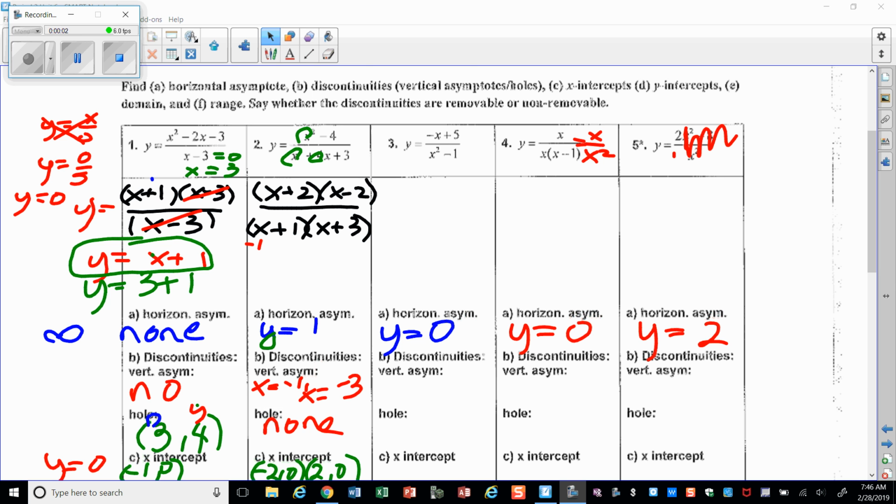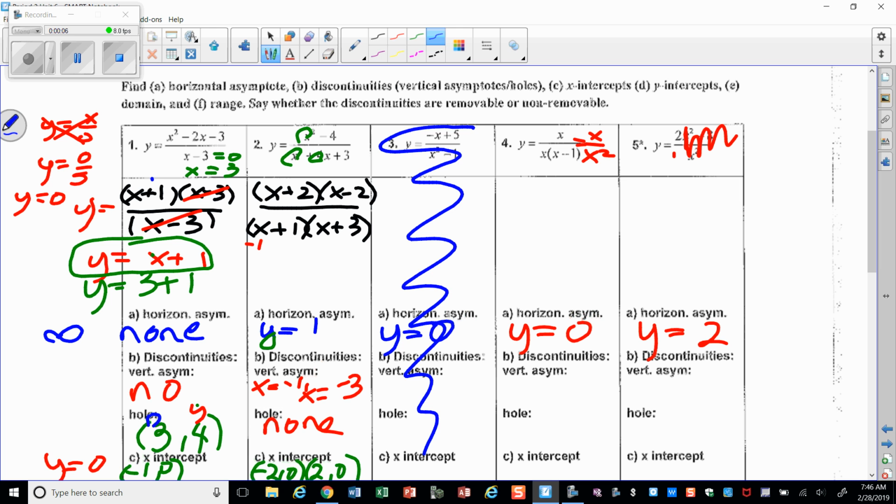Okay, so let's look at number 4. We're going to skip 3 because it's a weird function. So looking at number 4, if you compare your exponents, you have x to the first over x squared, right? Because when you multiply and distribute that, that would be x squared. So you can see right there that your horizontal asymptote is going to be 0 because your denominator is bigger than the numerator. And if you were to graph it, you can see that real quick too.